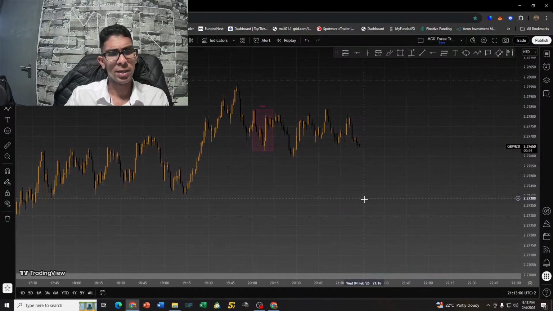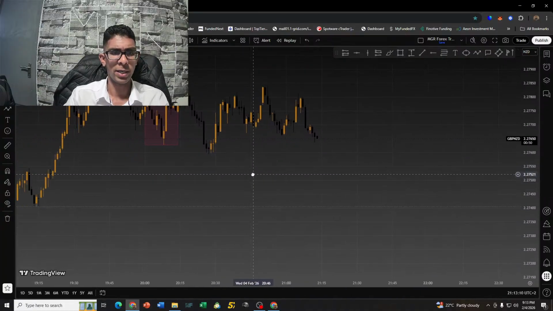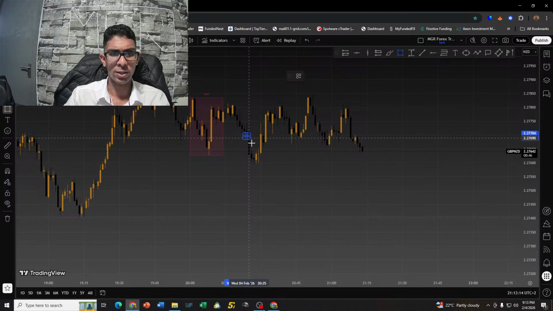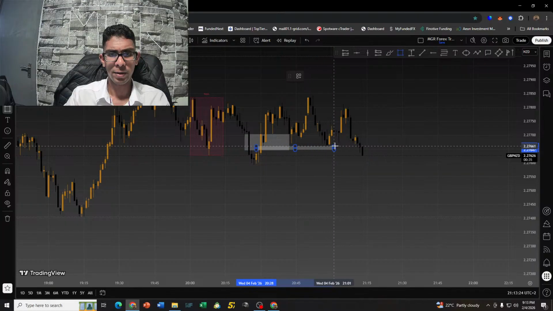Ideally, something such as an inverted fair value gap respect, something like this. Fair value gap towards the downside, immediate change in market structure towards the upside, fair value gap created within the bearish fair value gap, and that's that.